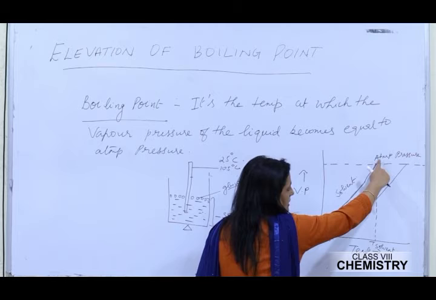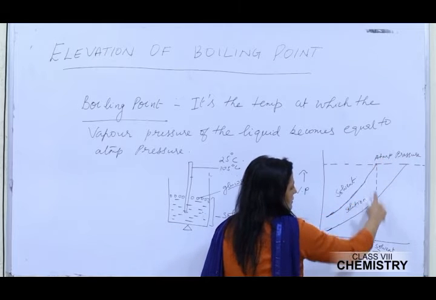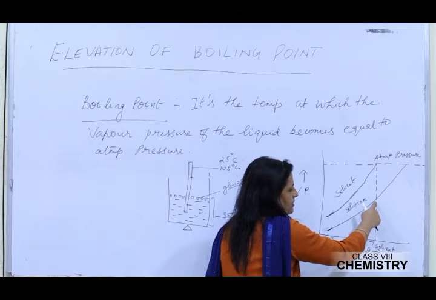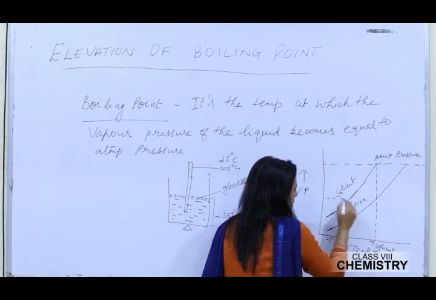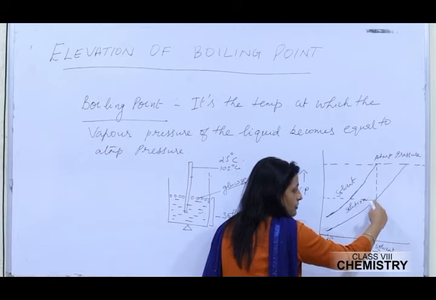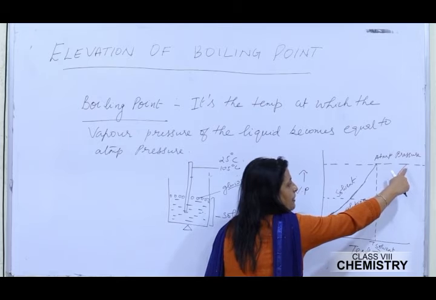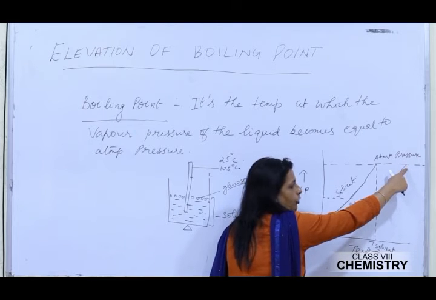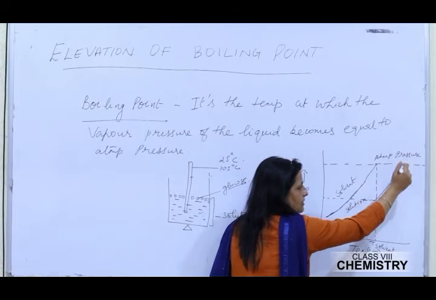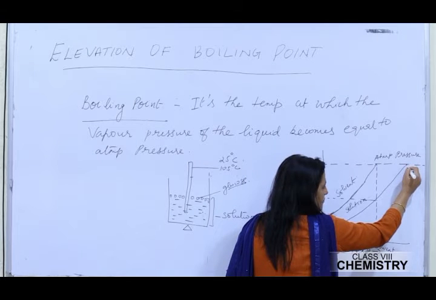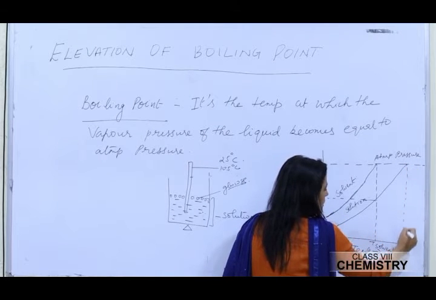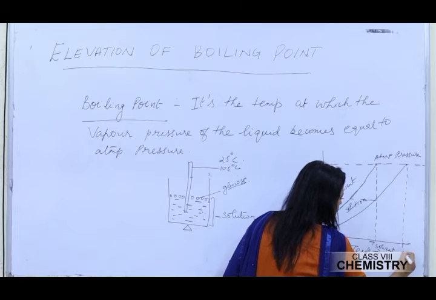See, when the solvent's vapor pressure has reached equal to atmospheric pressure, is the solution's vapor pressure reaching atmospheric pressure? Where is it? It's at this point. Then again you have to supply heat. Then only its vapor pressure is becoming equal to what? Atmospheric pressure. So this represents what? The boiling point of the solution. So this is T solution.